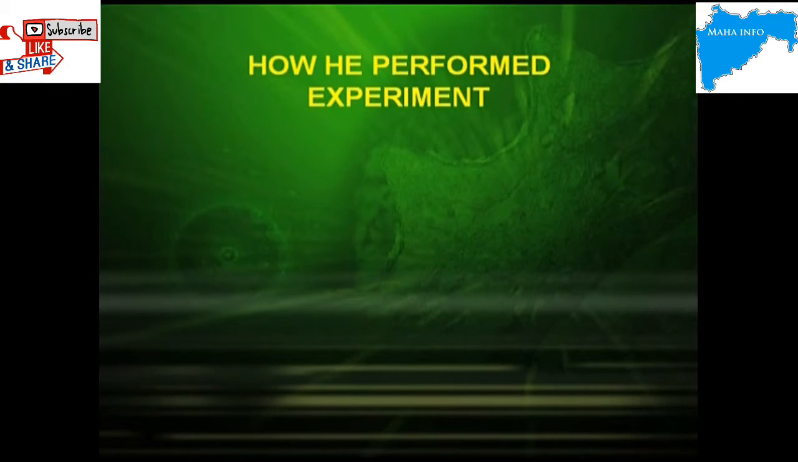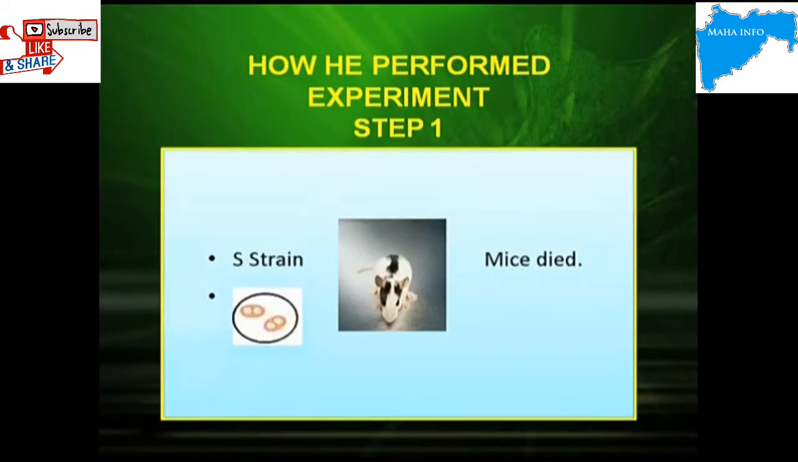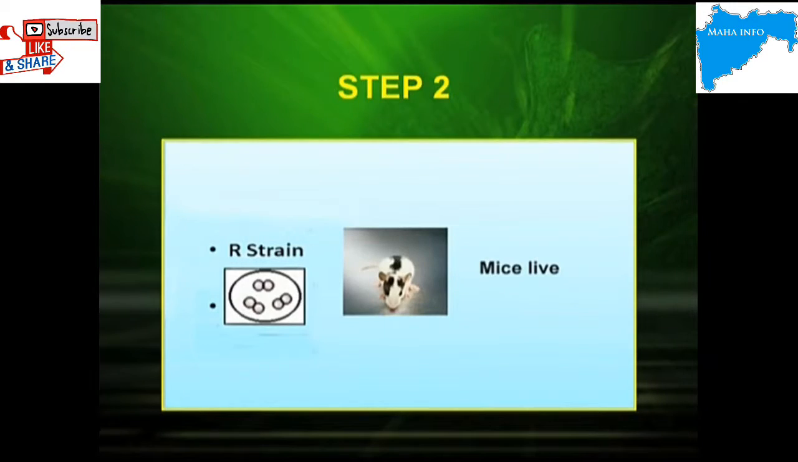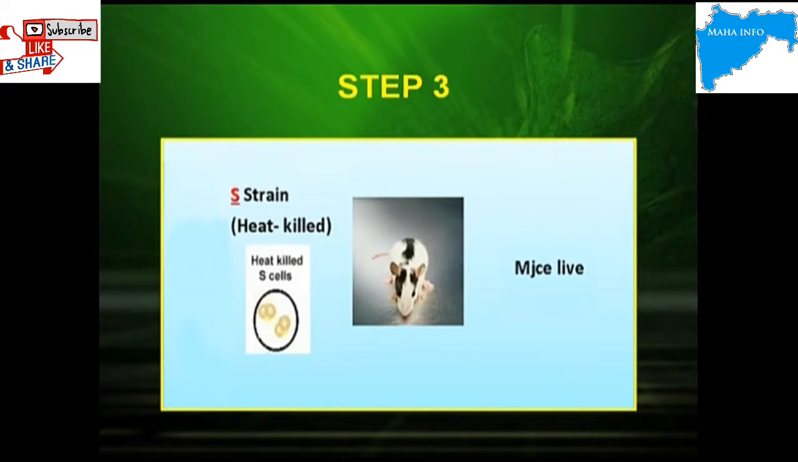Now, let us see how he performed the experiment. In step 1, he injected the S strain into the mice. Since the S strain was virulent, the obvious result was that the mice died. In step 2, he injected the R strain, the living R cells, but since it was non-virulent, the mice live. In step 3, he injected heat-killed S strain, and what did he find?